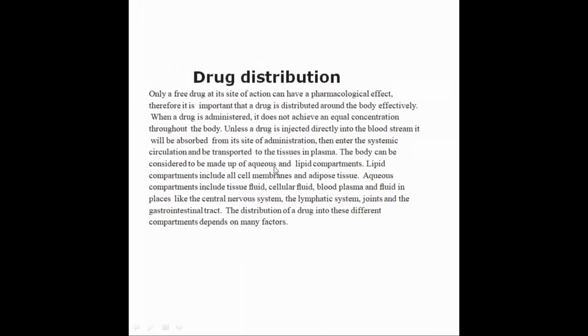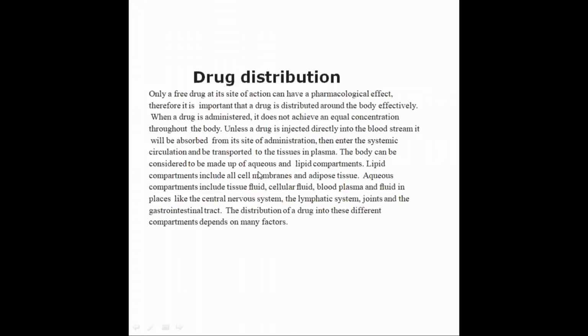So now the body can be considered to be made up of aqueous and lipid compartments. The body has different compartments. Lipid compartments include all the cell membranes, they have lipid. Adipose tissue, they have lipids. Aqueous compartment includes tissue fluid, cellular fluid, blood plasma, and fluid in places like the CNS, central nervous system, the lymphatic system, the joint, the GIT system. All these are aqueous systems. So we have the aqueous compartment, and we have the lipid compartment.